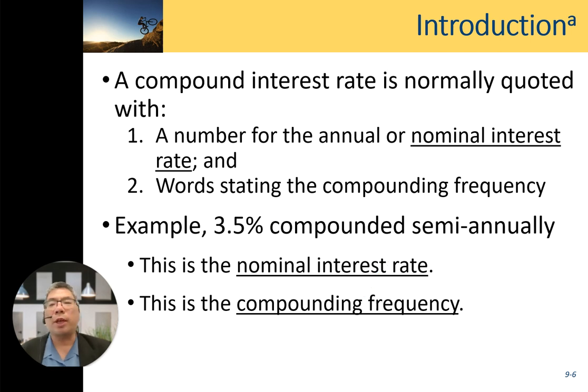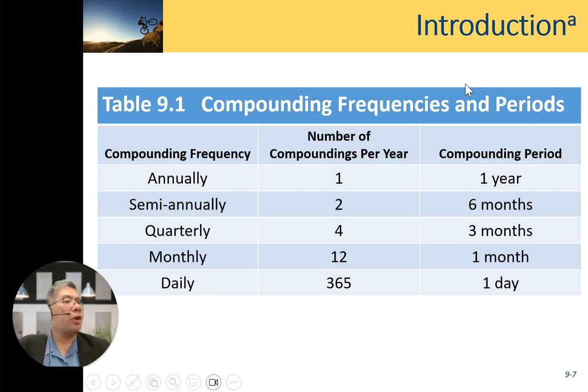Okay, let's move on to the next one. This is compounding frequency and period. Annually means the frequency is 1, so the compounding period is 1 year. Semi-annual is 2 compoundings per year, with a compounding period of every 6 months. Quarterly is 4, with a compounding period of 3 months. Monthly is 12, with a compounding period of 1 month. Daily is 365, which is per day.